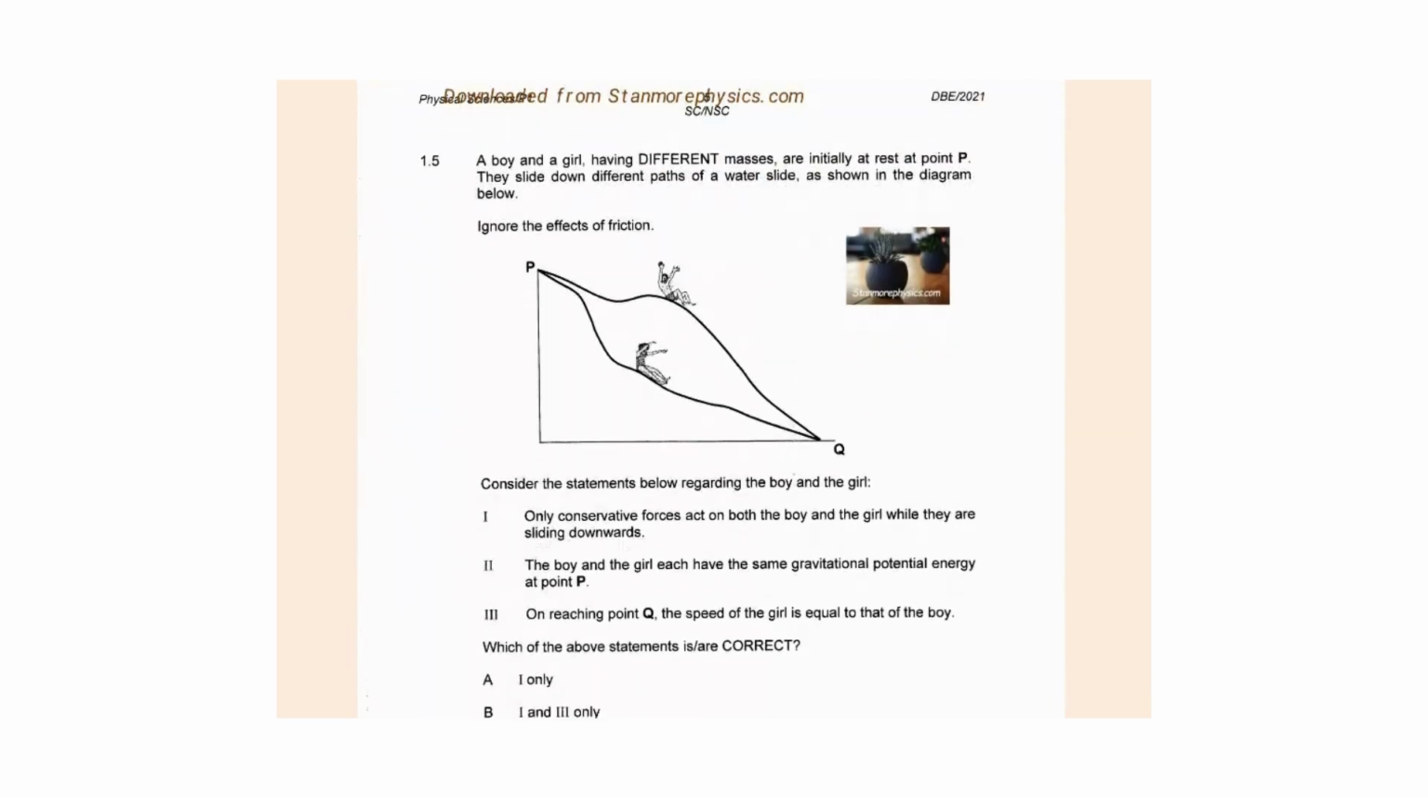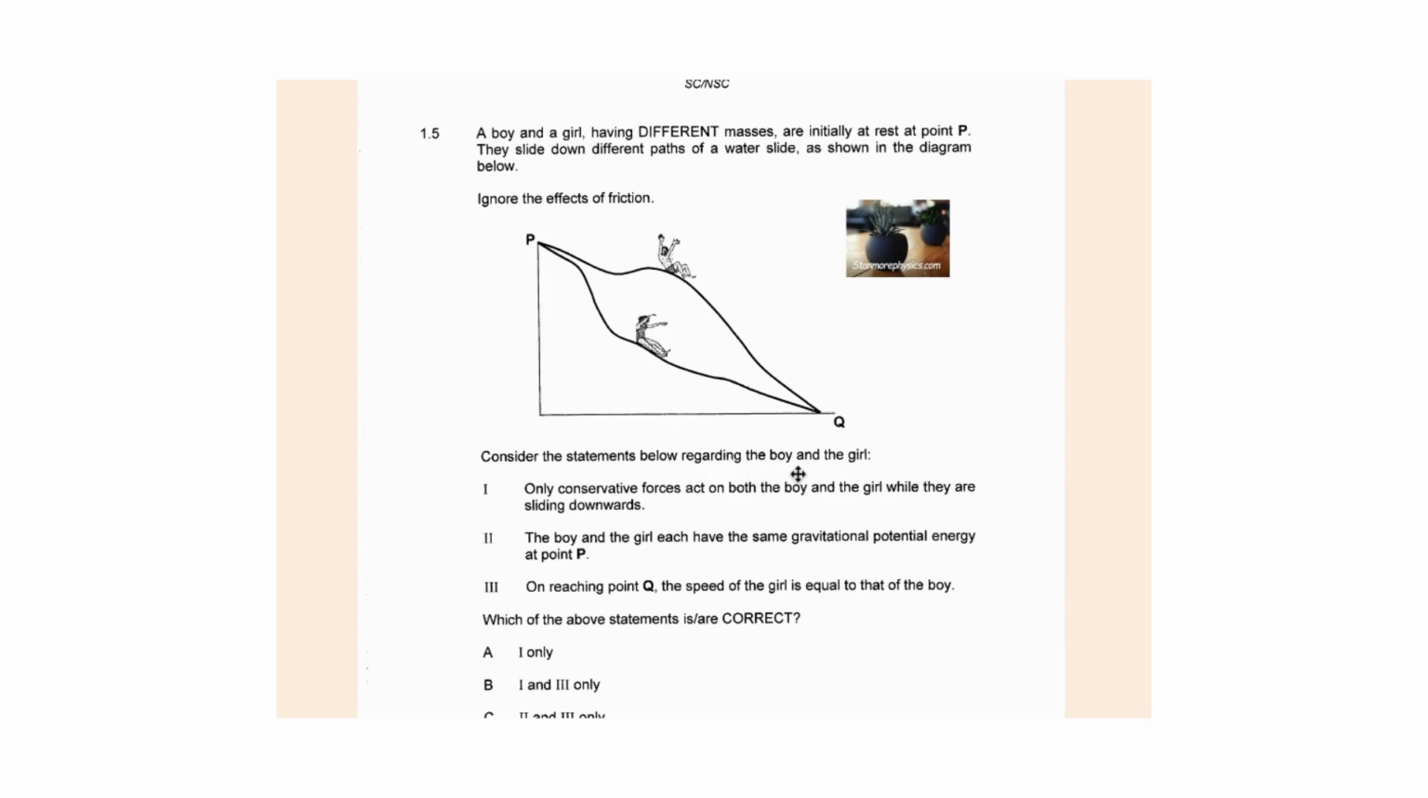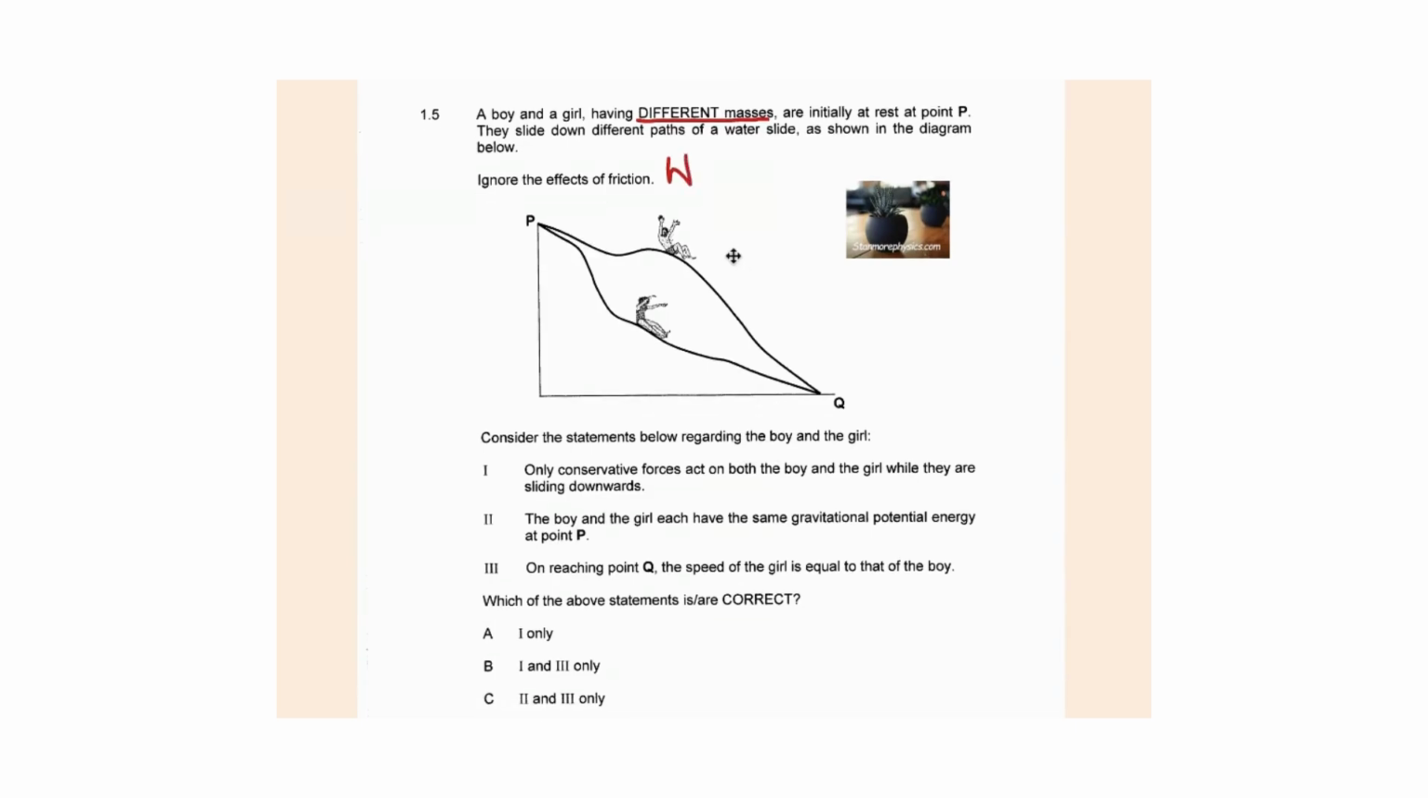Let us move now to question 1.5. A boy and a girl having different masses are initially at rest at point P. They slide down different paths of a water slide as shown in the diagram below. Ignore the effects of friction. So we are also saying they are not experiencing any friction, so the only force that they experience there is weight. Consider the statements below regarding the boy and the girl.